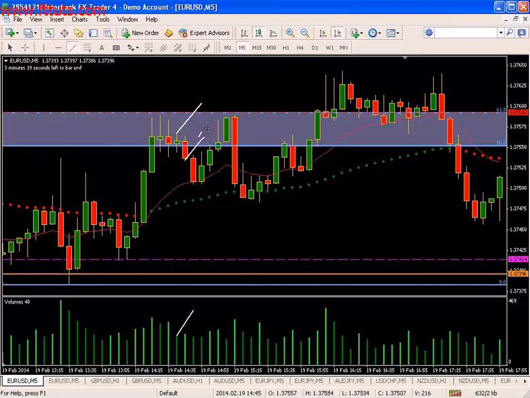So the entry here, price moving below the low of the no demand, right? Just like a no supply in reverse. And there's the short entry. So that was my entry today.